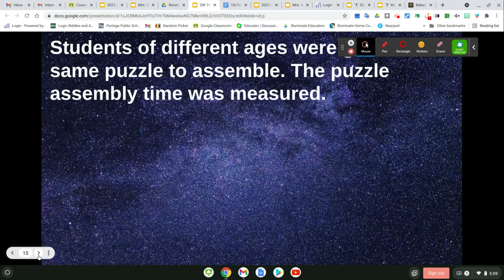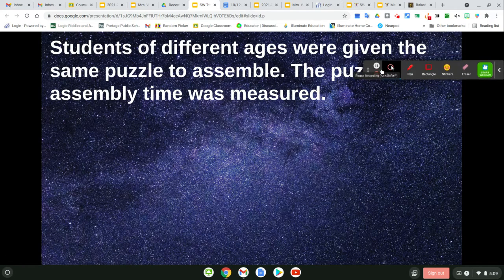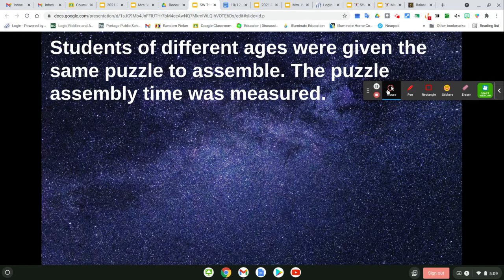We have students of different ages who were given the same puzzle to assemble. The puzzle assembly time was measured. So we could have a 5-year-old student, a 7-year-old student, a 9-year-old student, an 11-year-old, a 13-year-old, a 15-year-old, and they're all given the same puzzle to assemble. And then they were all timed to see who put their puzzle together. Now, it's not the same puzzle. They're not all working on the same puzzle. They each have their own, but it's the same puzzle because we want to control that variable.